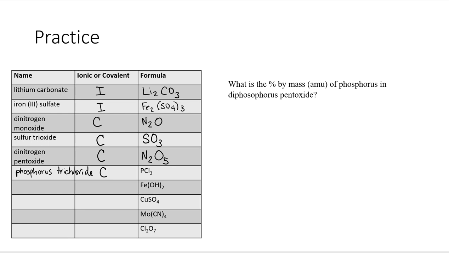Fe(OH)2 is an ionic compound. It is ionic because iron is a metal. It's also ionic because hydroxide is a polyatomic ion. You need to know that hydroxide has a -1 charge, so in order to balance that out, there's 2 of them. So it must be iron 2 hydroxide.